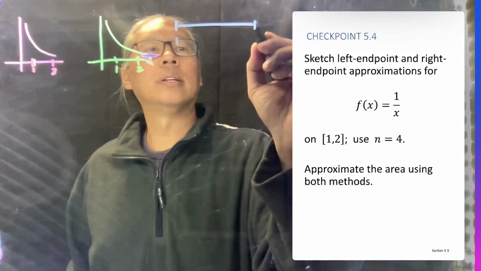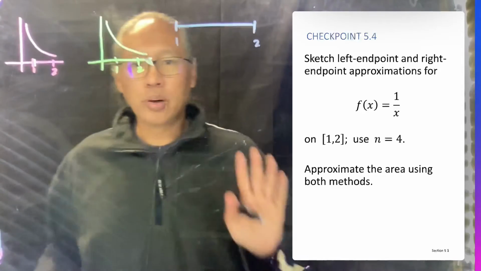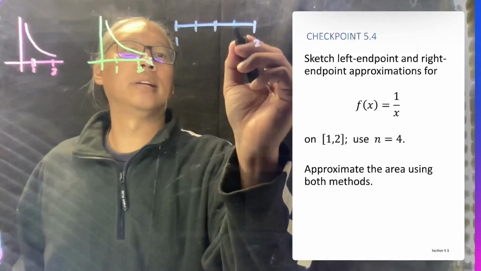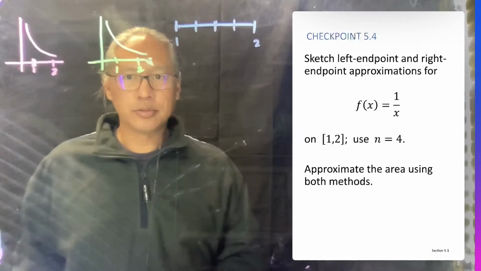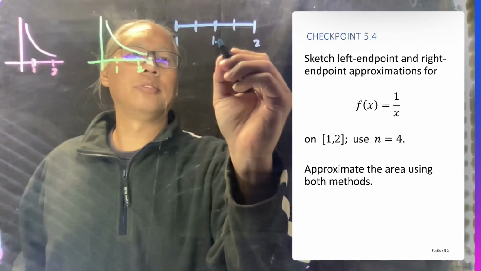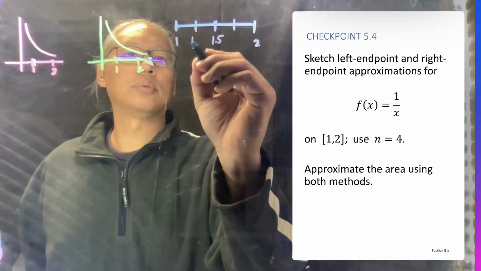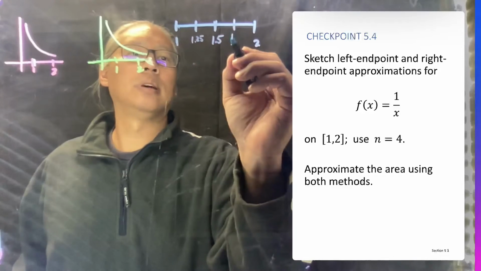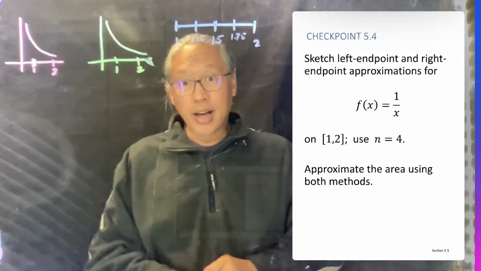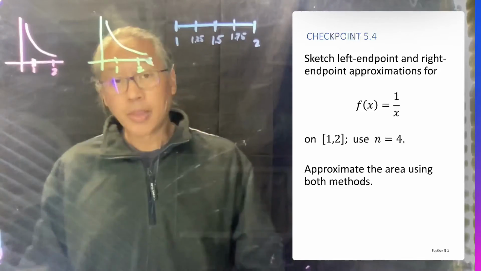Here, just 1 and 2, and then we want 4 partitions, so let's split this in half and then in half again, and then figure out what those values are going to be. So half of this is 1.5, and then half of that is 1.25, and then 1.75. So those are going to be the values that we would be considering.